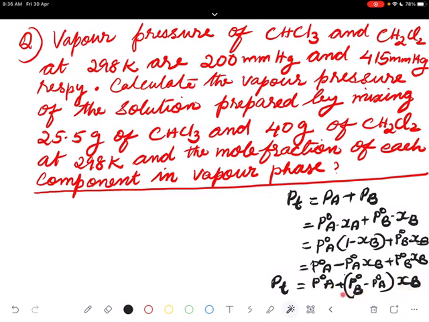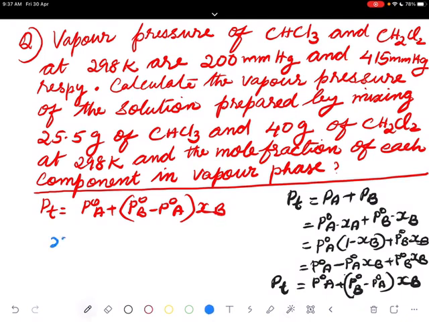This is given, this is also given, because these two things are the same. Now XB. So P total we have to find out: PT is equal to P naught A plus P naught B minus P naught A into XB. So we have written an equation with only one mole fraction in the solution, that is only XB. See, P naught A is given, P naught B is given, XB you have to find out.